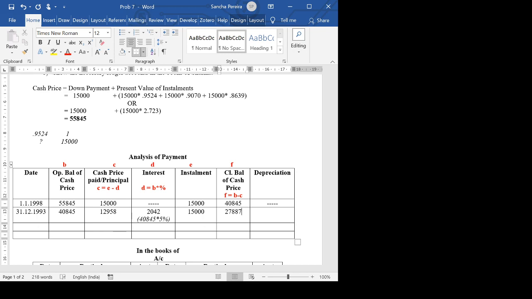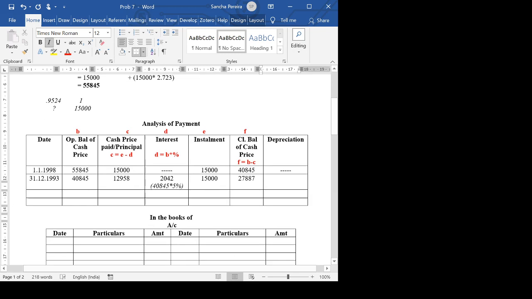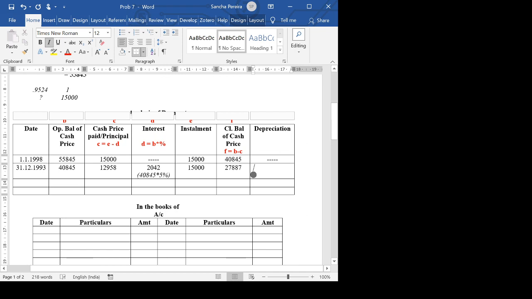27,887. Now we can also calculate depreciation. See, depreciation, again I am repeating it, is not necessary that you calculate it here. You can either do it as a column here or you can directly do it in your asset account. It's not compulsory that you do it here. Sometimes I may do it here, sometimes I may not. See what you're comfortable with. Some of you may prefer doing it here, some of you may prefer directly showing depreciation only in the asset account. Now, since I put the column, I'll show depreciation.